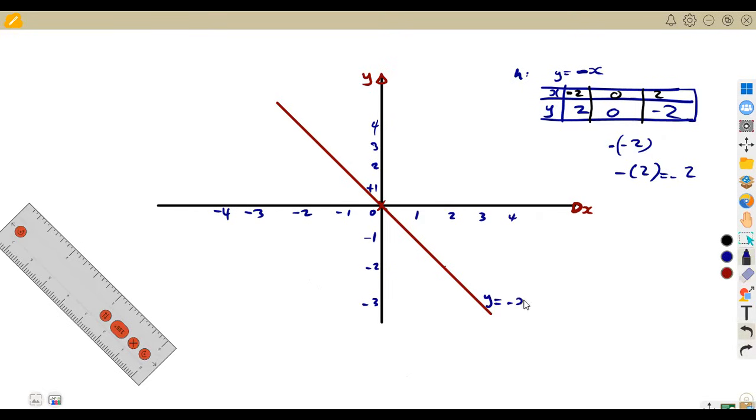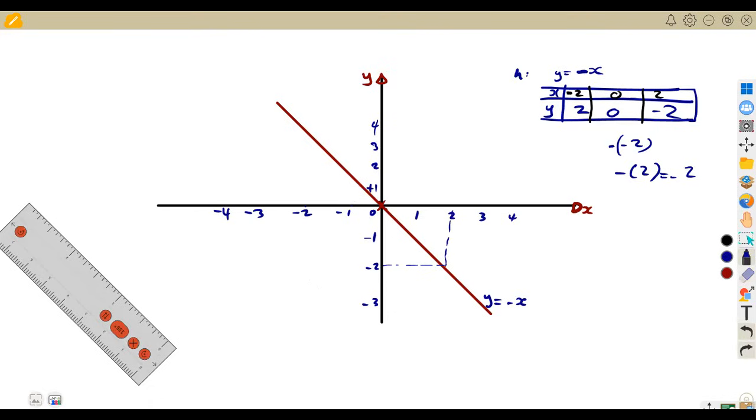Y is equal to minus x, if you check, it must pass through 2 and minus 2. Minus 2 and 2 must be on the line. All right, so this is how it is supposed to be on the line, and also 1 and positive 1 directly on the line like that.